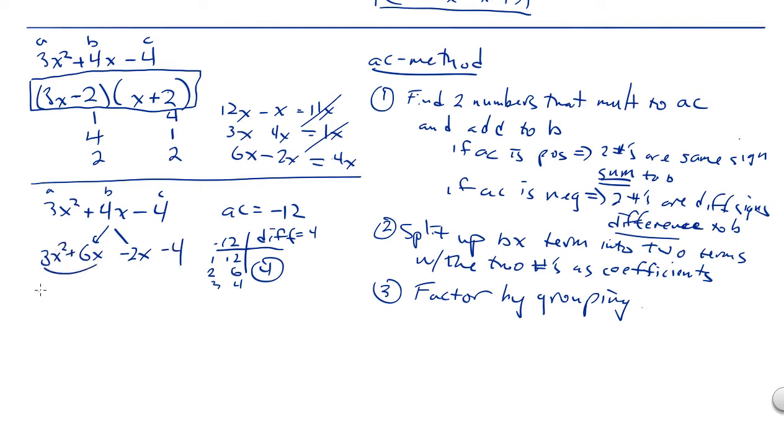Now we factor by grouping. So 3x goes into these two. Let's write that.